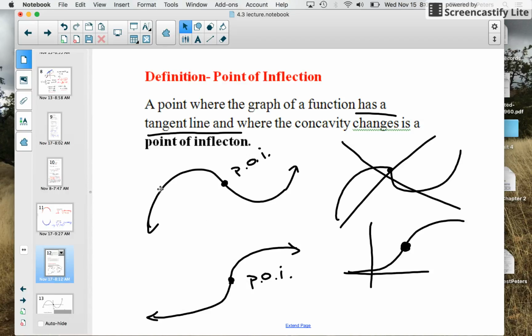So here the graph is concave down, and then suddenly at this point right here, it changes to concave up. Here it's concave up, and it changes to concave down. So whenever it changes, that's called a point of inflection.